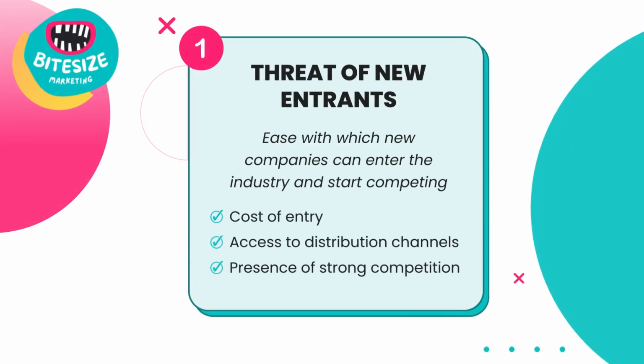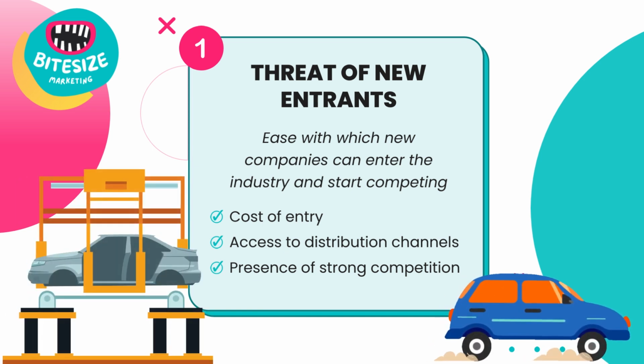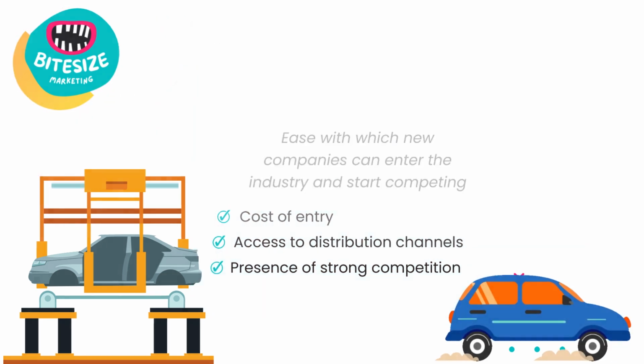The 5 forces that make up Porter's framework are: threat of new entrants. This refers to the ease with which new companies can enter the industry and start competing with existing companies. Factors that impact the threat of new entrants include the cost of entry, access to distribution channels, and the presence of strong competitors. To give an example, if we look at the car manufacturing industry, the difficulty that new companies face is a high barrier to entry, such as the need for significant capital to develop and manufacture vehicles, establish a supply chain and distribution network, and gain brand recognition.